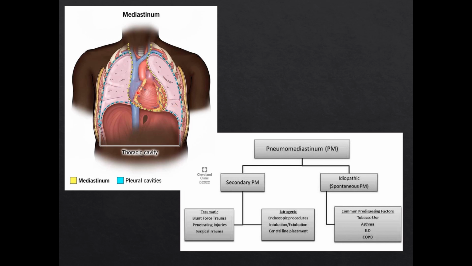Now, you can also have air trapping within the heart. We're not going to cover that in this list, but that would be a pneumopericardium. And just to point out that these things are different, you can have all three of these in the same patient: a pneumopericardium, pneumomediastinum, and pneumothorax, all at the same time.